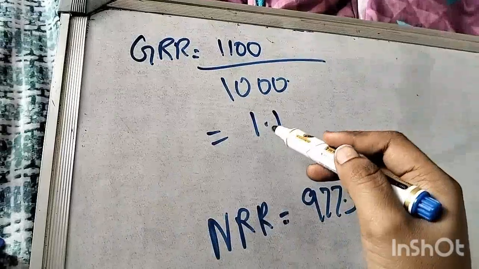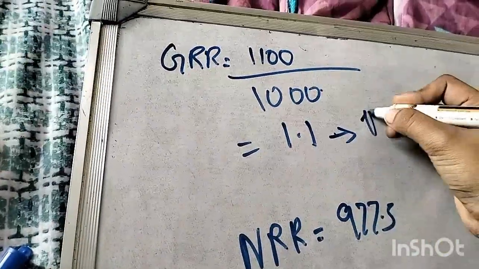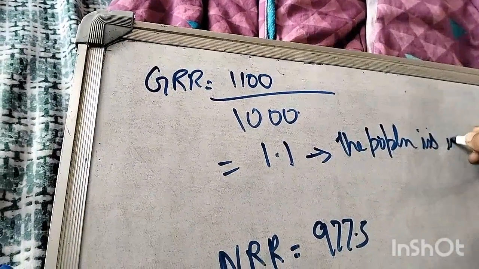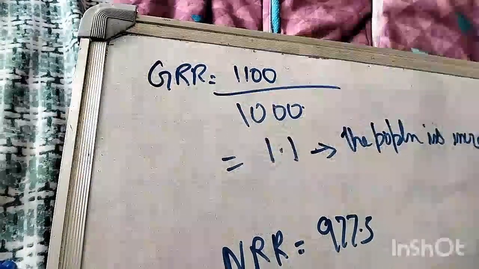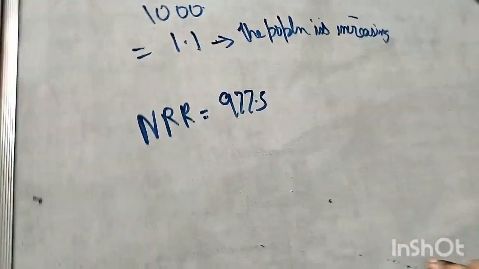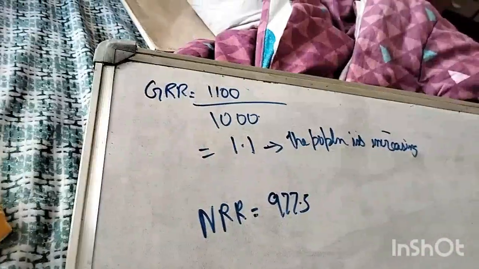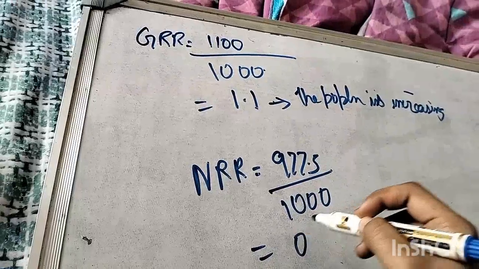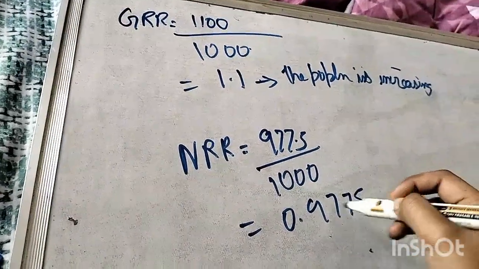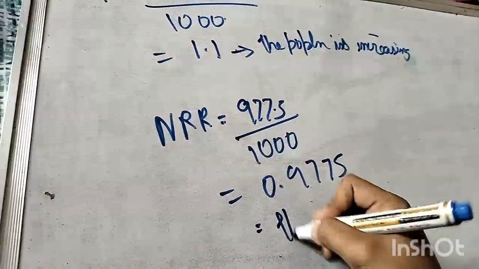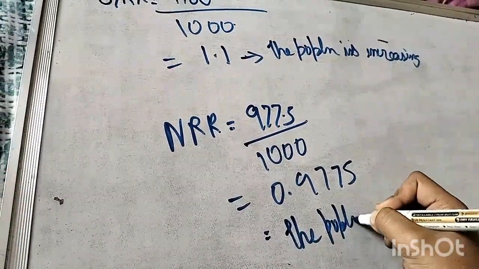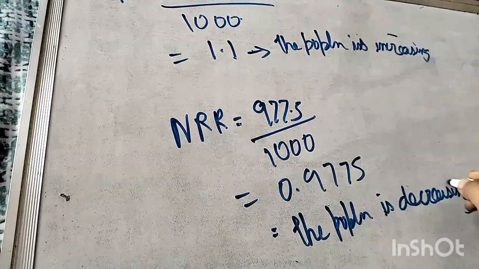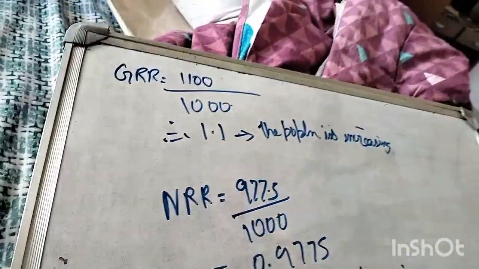If the value is more than 1, it means that the population is increasing. For NRR, 977.5 divided by 1000 is 0.9775. It's less than 1, so the population is decreasing. So that's how you do GRR and NRR.